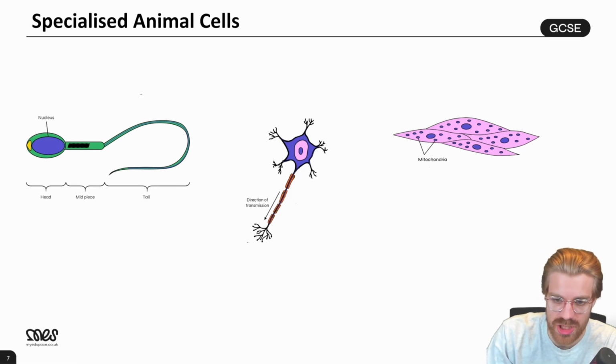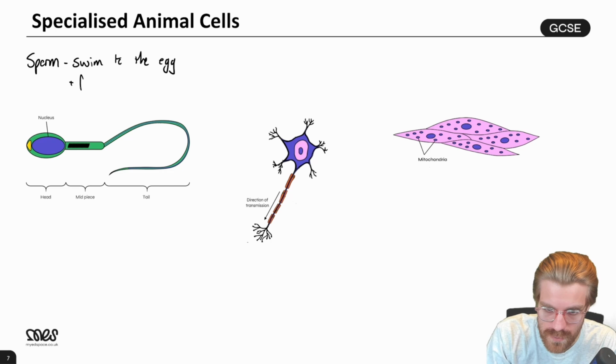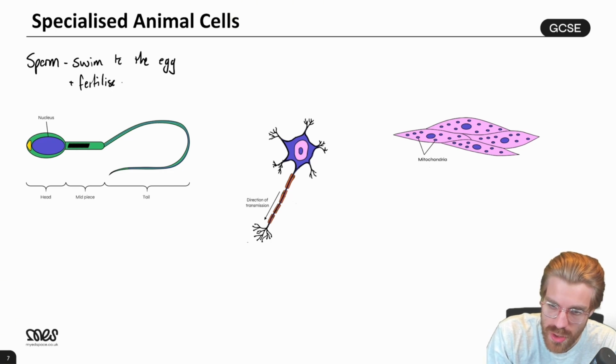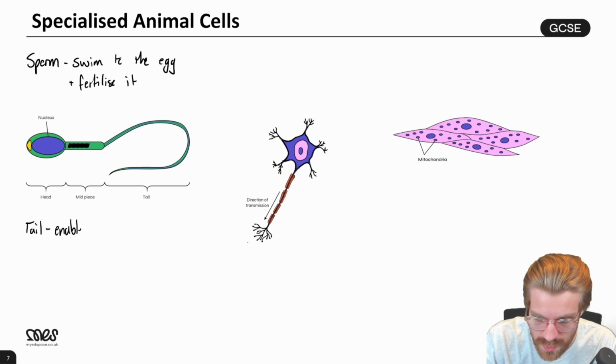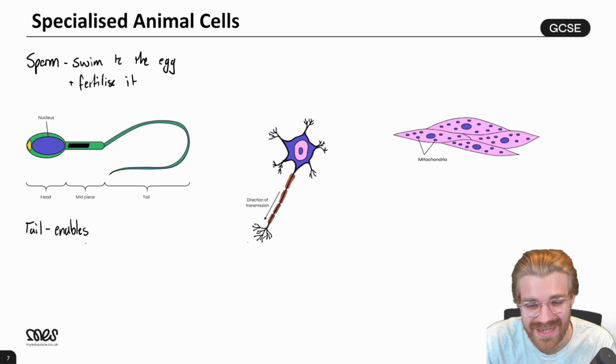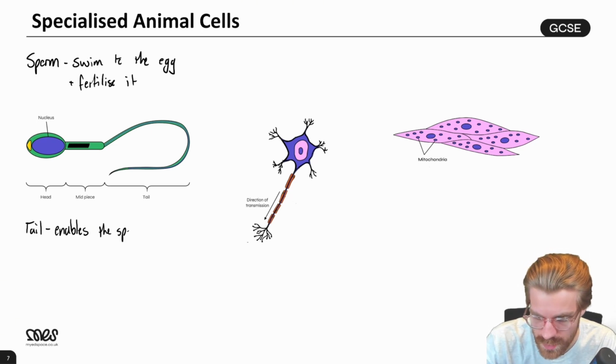Our first example of a specialized animal cell is the sperm cell. The function of the sperm cell is to swim to the egg, and once it gets to the egg, it needs to fertilize it. So how is it adapted for this? Well, our first adaptation is the tail. The tail enables the sperm cell to move. Some people refer to the tail as a flagellum, and technically this is not a flagellum.